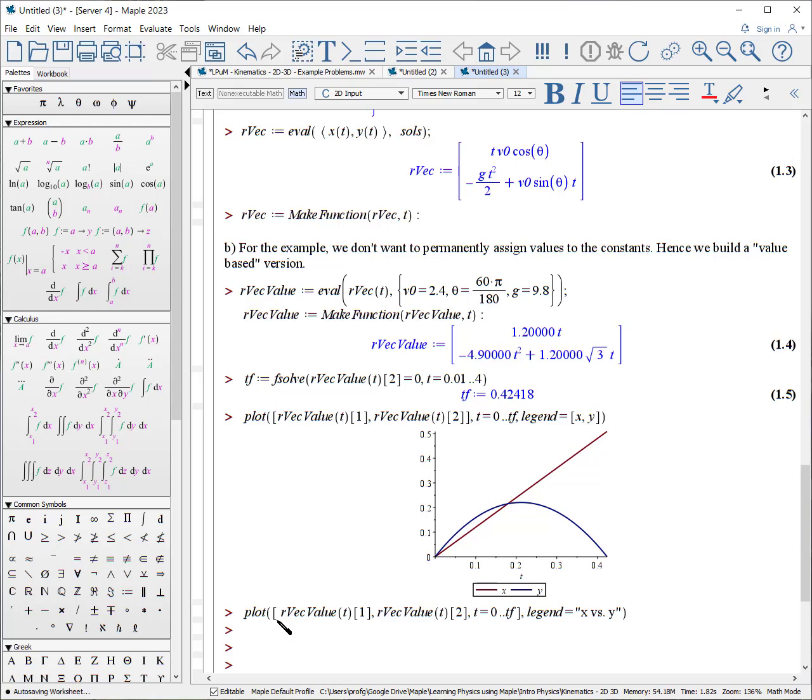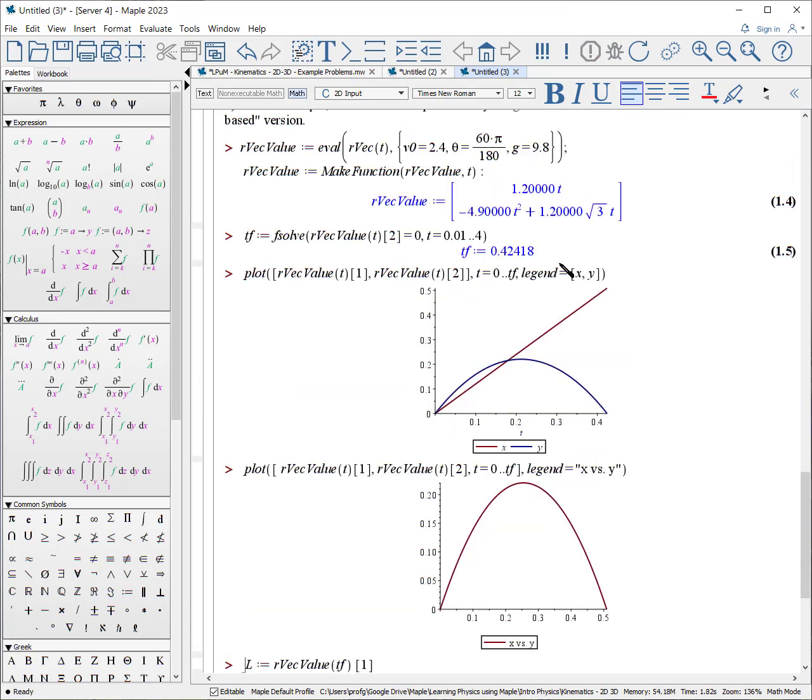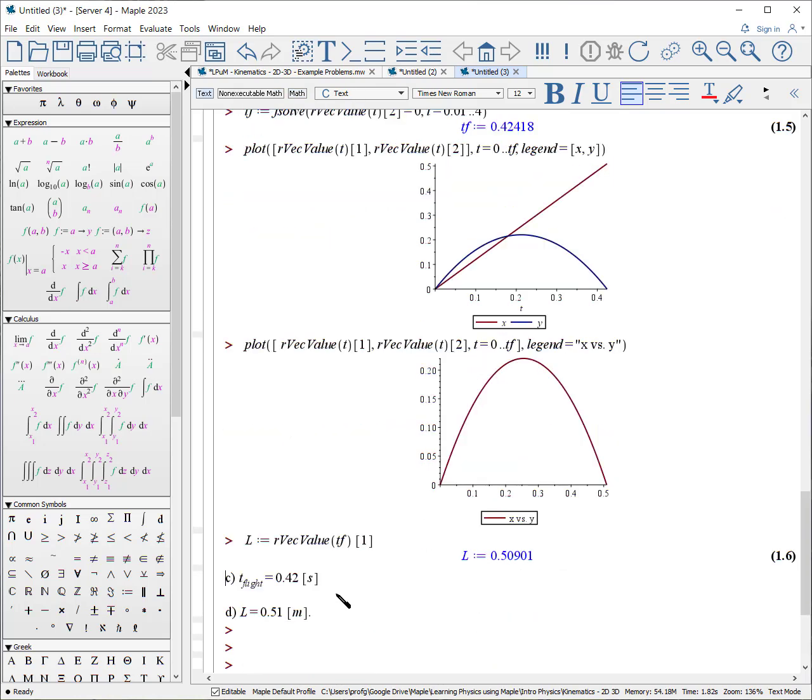And we can make a parameterized plot of the x, y, as t goes from 0 to the final time. And since we already know the time it takes for it to reach the bottom, we can ask how far does it travel, that is, when it reaches a time of t final. So the final solution is that the time it takes for it to travel in the air is 0.42 seconds, for which it travels a distance of 0.51 meters.